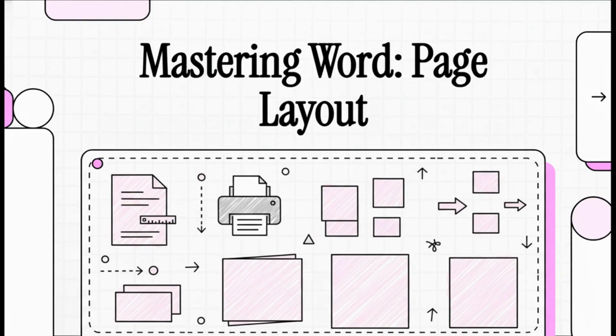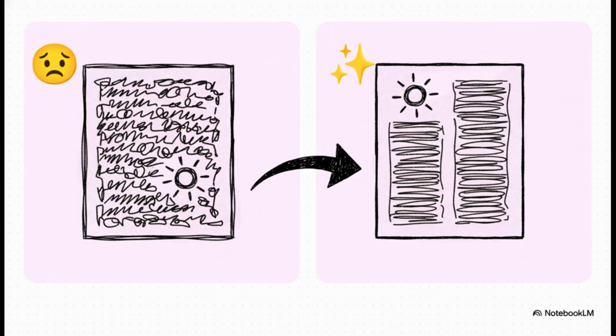Hello there and welcome. Today we're going to pull back the curtain on the Page Layout tab in Microsoft Word. This is basically the control panel that lets you take a document from just okay to looking absolutely amazing and professional. So are you ready to get started? Let's jump right in.